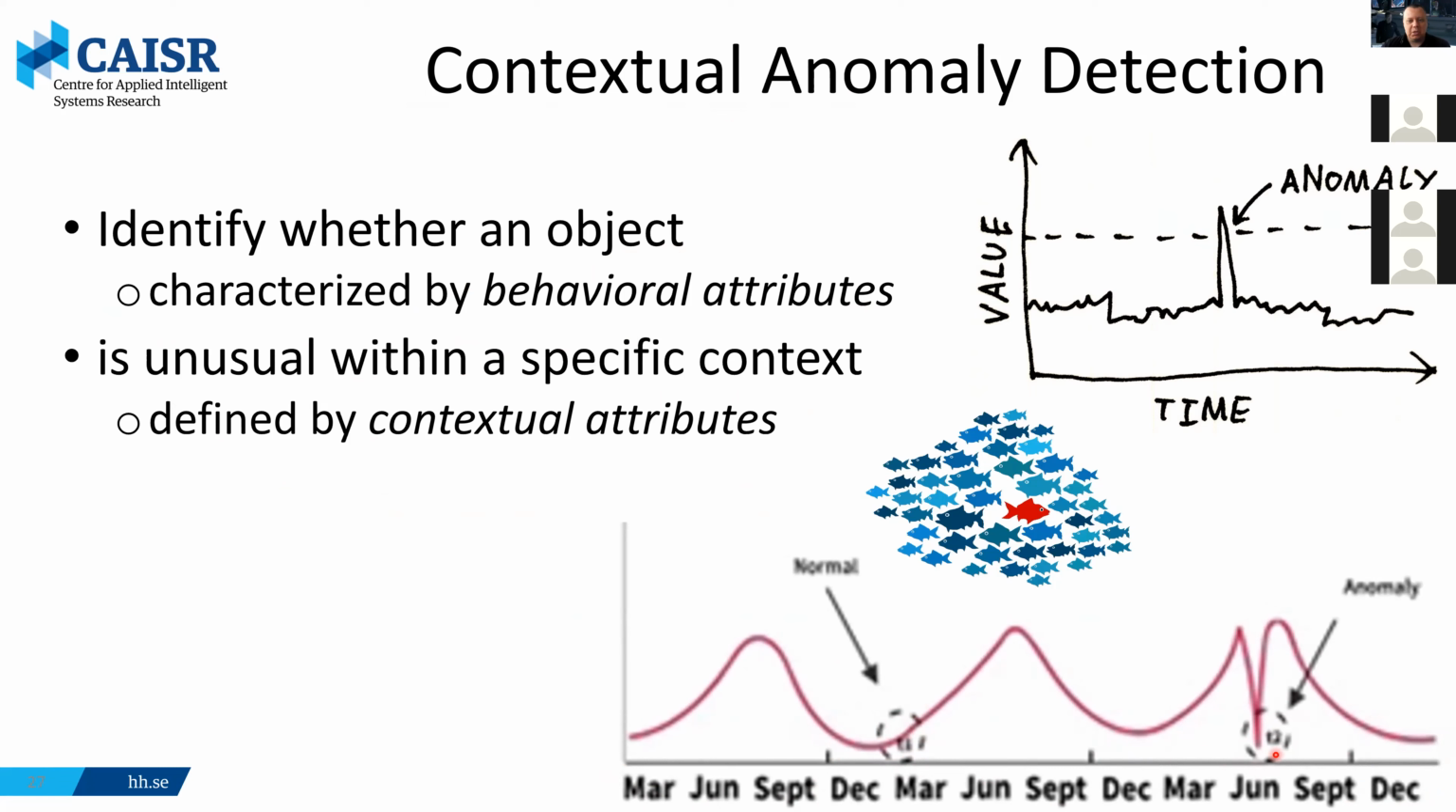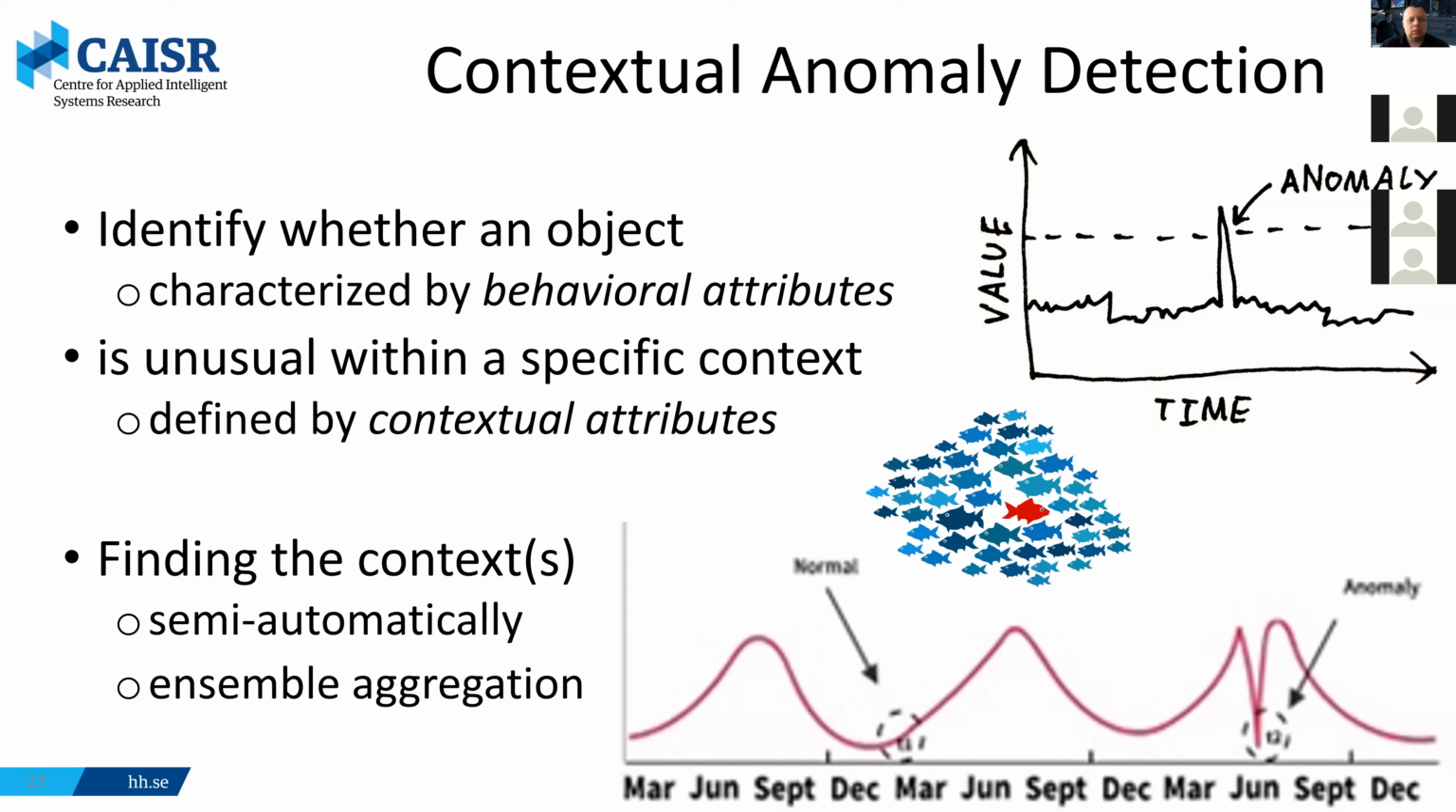And here, of course, the tricky or interesting part is finding this context. In some cases, you might be able to determine the context from some kind of expert knowledge, but it's also interesting to see, can we do it either fully or semi-automatically, and can we also find some aggregation or ensembles of context, because it's not necessarily that there is always a single context. In many cases, there are multiple potentially interesting contexts, and you want to find the right balance that will lead to finding the best anomalies.